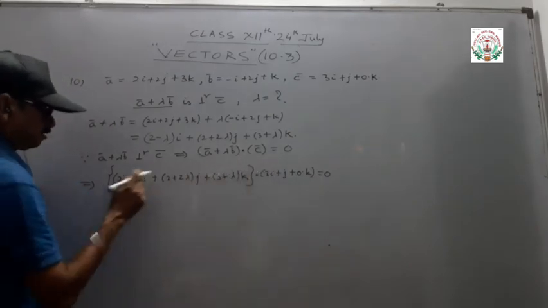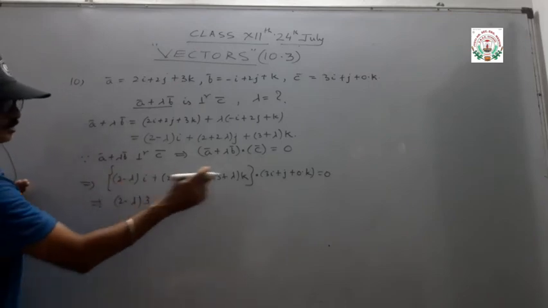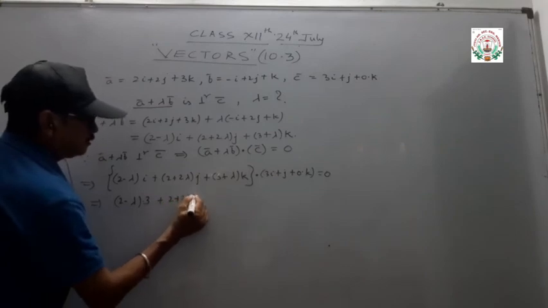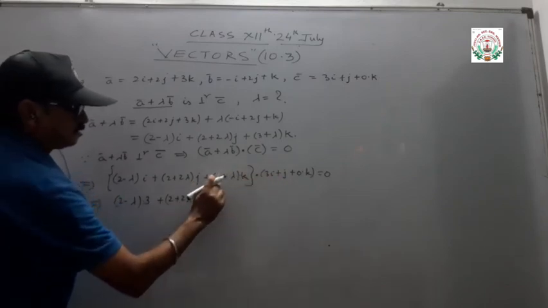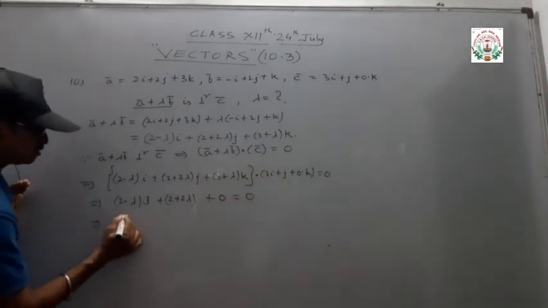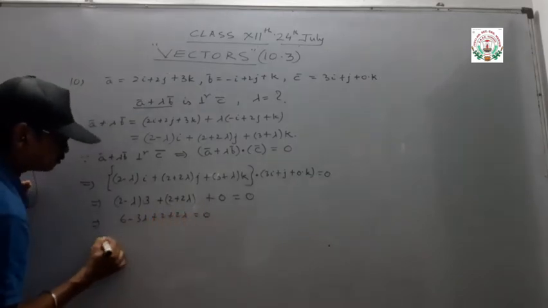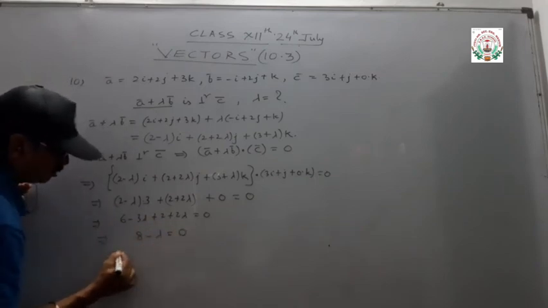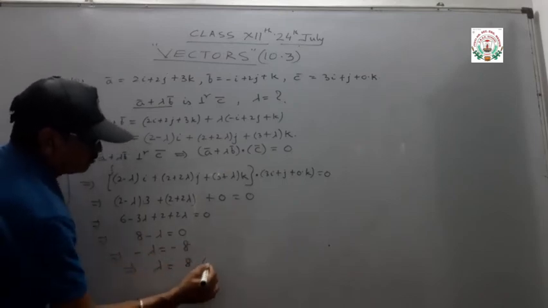So we multiply i dot i: (2 minus lambda) into 3, since i dot i is 1. Then for j dot j, plus (2 plus 2 lambda), and here the coefficient is 1 so it stays, since j dot j is 1. For k, (3 plus lambda) into 0 becomes 0, equal to 0. So 6 minus 3 lambda plus 2 lambda plus 2 equals 0. 6 plus 2 is 8, and minus 3 lambda plus 2 lambda gives minus lambda, so 8 minus lambda equals 0. So minus lambda equals minus 8. So the value of lambda is equal to 8.